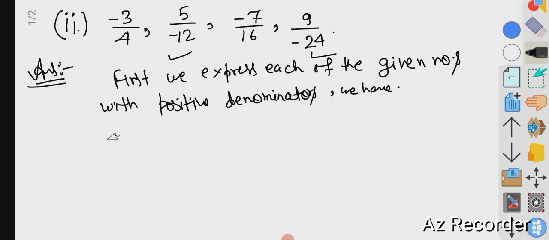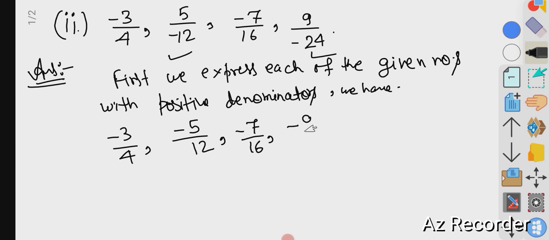See here, minus 3 by 4 is good, nothing to change here. But in 5 upon minus 12 we multiply negative 1 in both the places, numerator and denominator. So we got minus 5 upon 12. Minus 7 upon 16 is as it is because it has no deficiency, but 9 upon minus 24 has deficiency, so we will multiply negative 1 in both the numerator and denominator. So we got minus 9 upon 24. Now everything's fine. Now we can move forward.